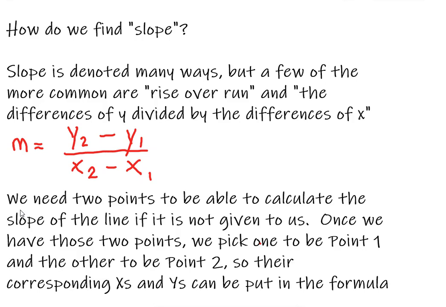And so we need 2 points to be able to calculate the slope of the line if it's not given to us. Once we have those 2 points, we pick one of them to be point 1 and the other to be point 2. Does not matter which way we do it. Either one can be point 1, either one can be point 2, but once you pick, you have to keep them together so that the corresponding x's and y's can be put into the formula. So once you've picked point 2, you're going to put your y value for point 2 here and your x value for point 2 here. Hopefully this is making sense as a brief refresher.